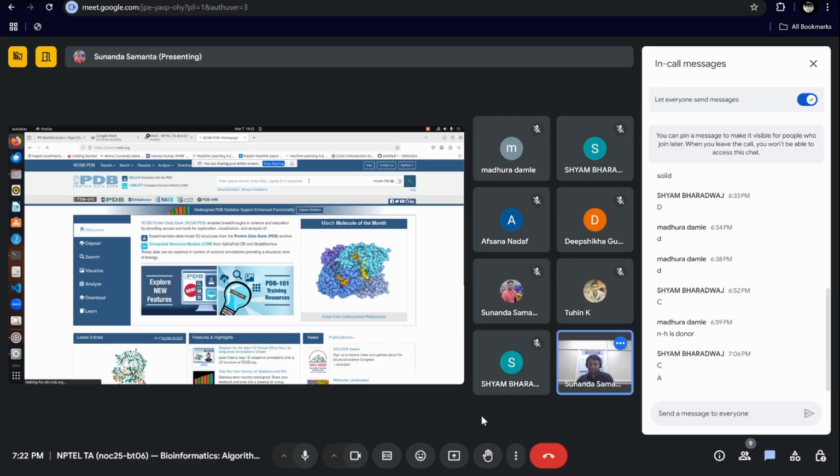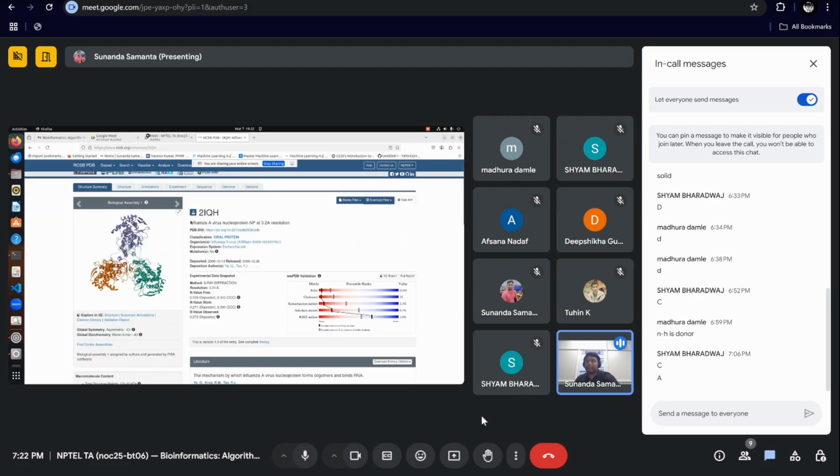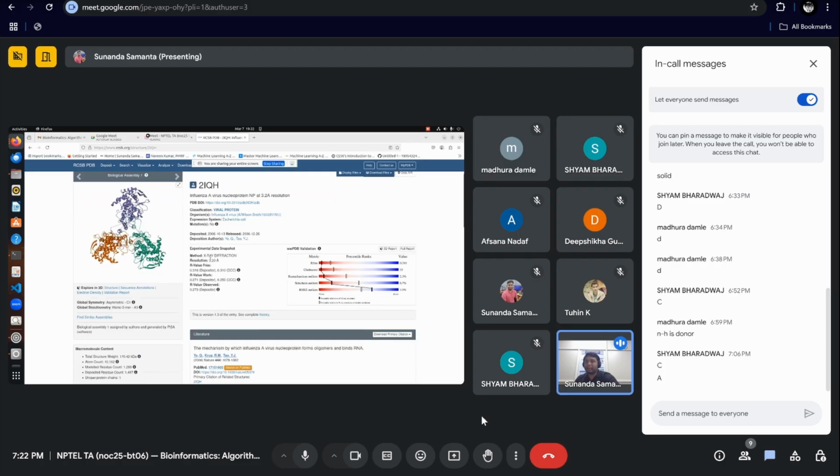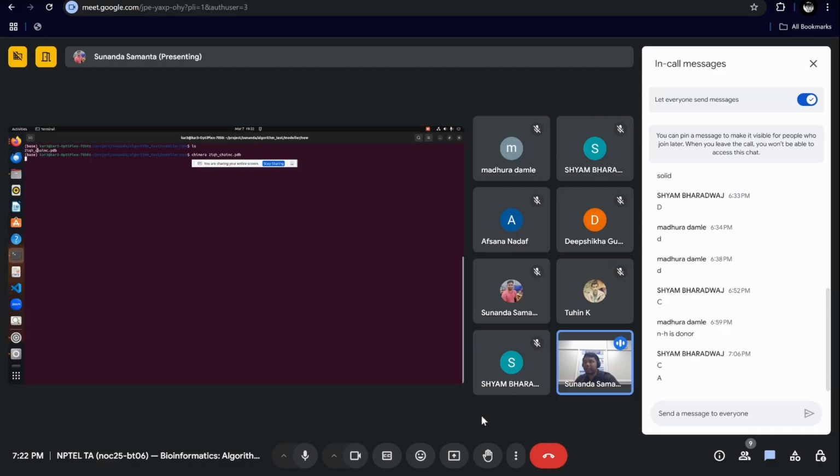You can search the 2IQH accession code in the PDB database, and you will see it is for the influenza A virus nucleoprotein NP, with a resolution of 3.20 angstrom. Of course, multiple chains are present. In this particular case, I have only taken chain C, because for drug design we probably don't need to consider all three chains, since the drug is not binding at the interface between multiple chains. So you can consider only particular chains, right?